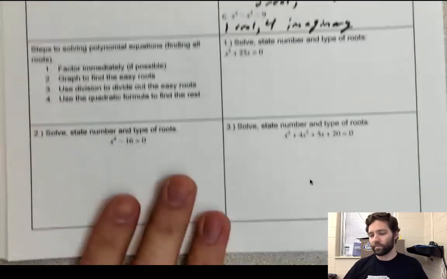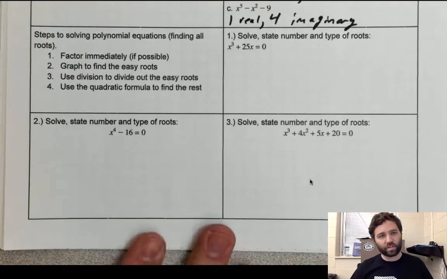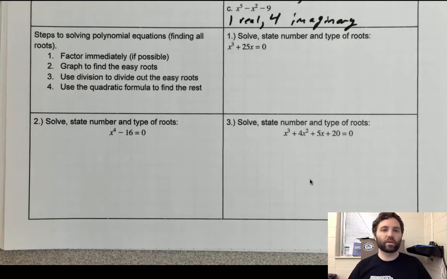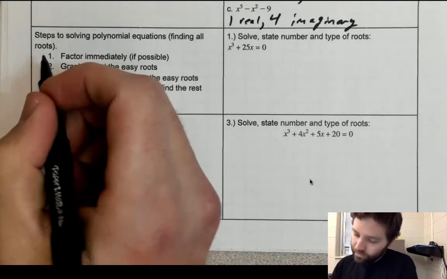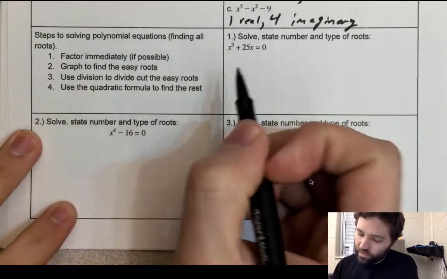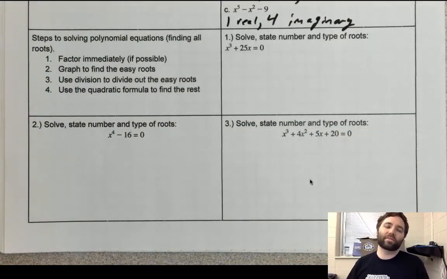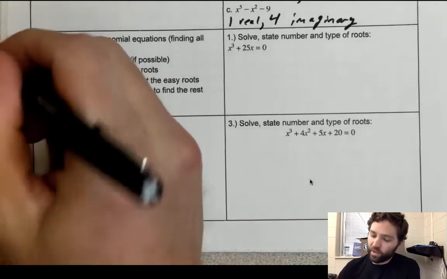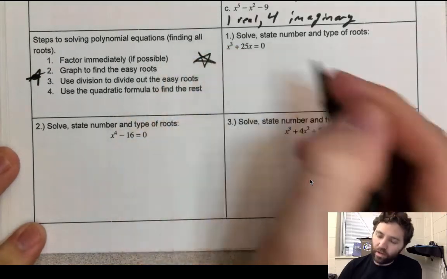Okay, all right. That all leads to what is really the bread and butter of this section, which is steps to solving polynomial equations. In other words, finding all roots, or another way to put it, given a function, finding all of the zeros. The process is really the same, because remember, there's a very close relationship between roots, zeros, and solutions. So here are the steps: factor immediately if possible, graph to find the easy roots or the easy zeros, use division to divide out those roots, and then use the quadratic formula to find the rest. So this is really important. These steps right here are critical.